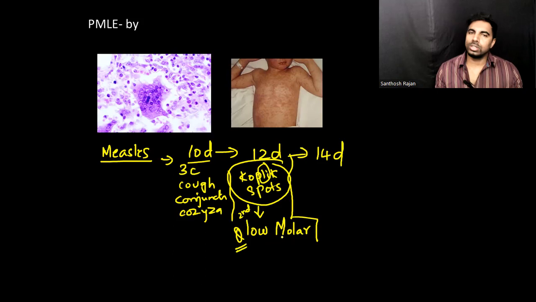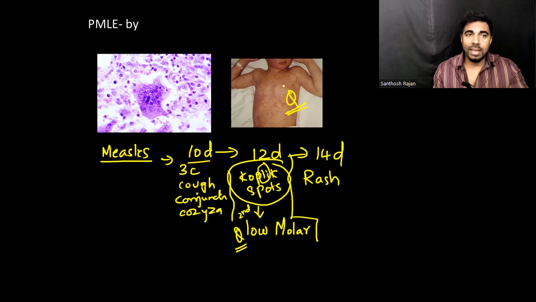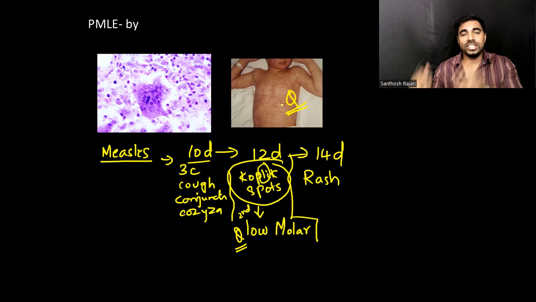On the 14th day you'll have the rash. This is the rash. It is a centrifugal rash, and the rashes are not pleomorphic. Same typical rash every time. In chickenpox it's pleomorphic, different varieties of rashes appear at one time. But in measles the rashes will be the same, and it's centrifugal: it starts from the periphery and comes to the trunk and center of the body. Got it? Okay.